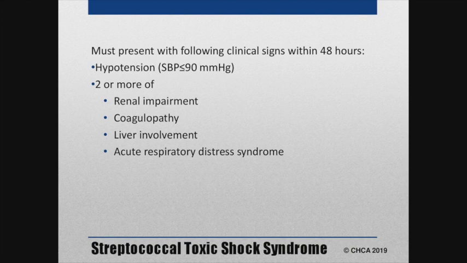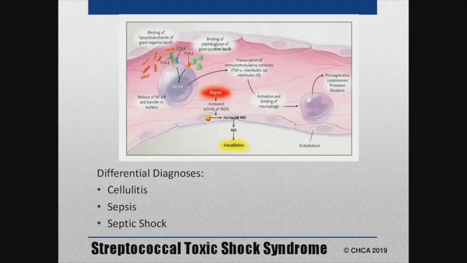Streptococcal toxic shock syndrome certainly, as I mentioned, is one that's very significant. In order for it to be present, the following clinical signs are apparent within the first 48 hours, so they occur very quickly. That includes hypotension and then 2 or more of the following: renal impairment, coagulopathy, liver involvement, or acute respiratory distress syndrome. All of these require immediate evacuation, immediate medevac and management.